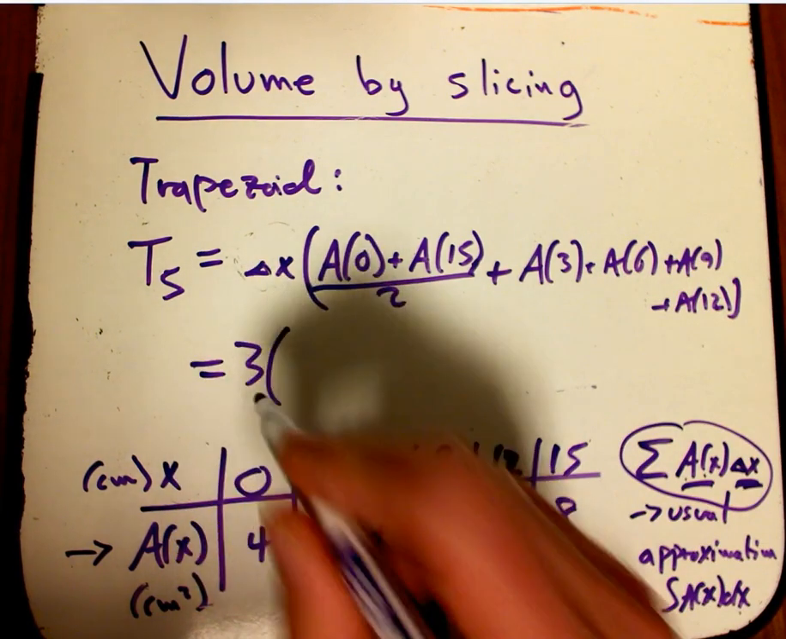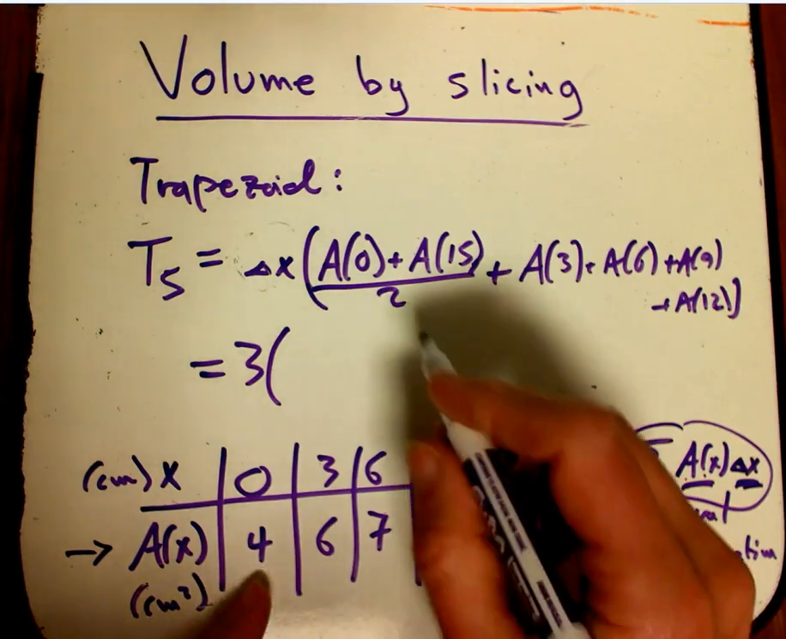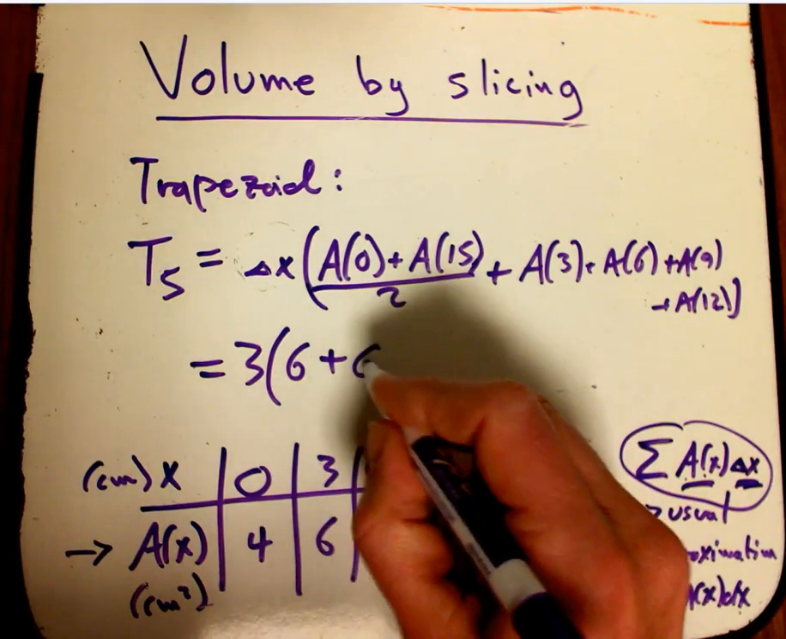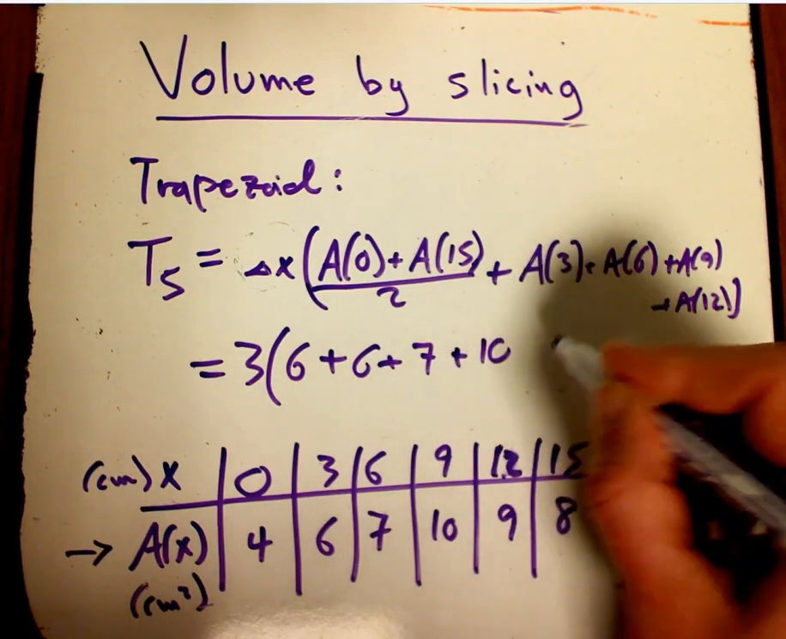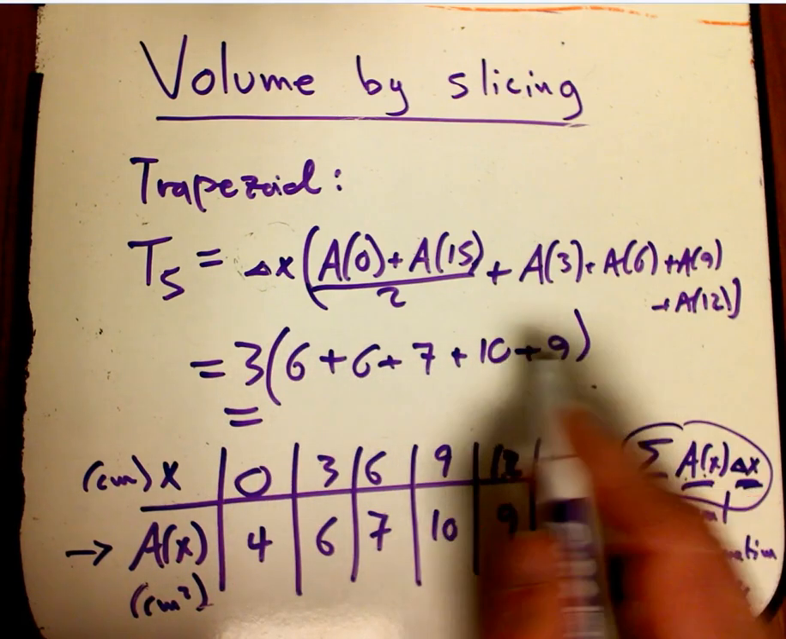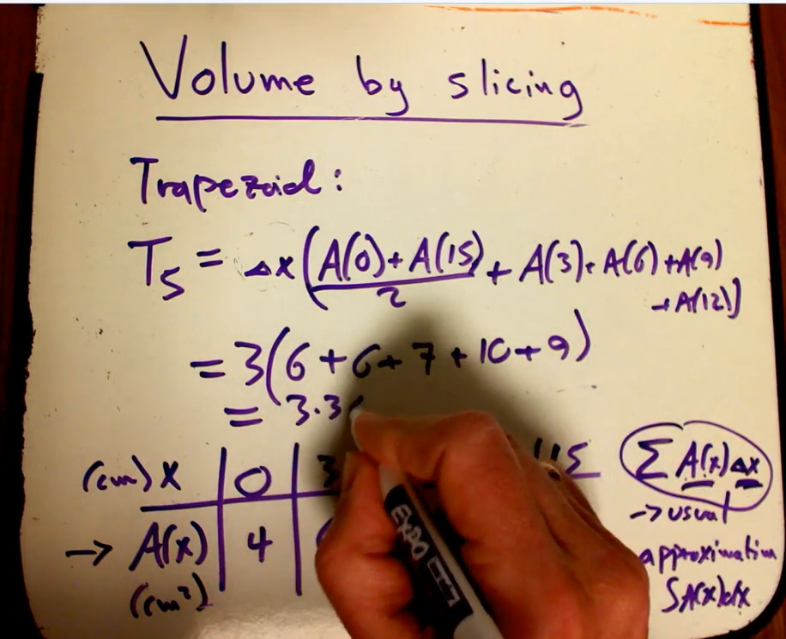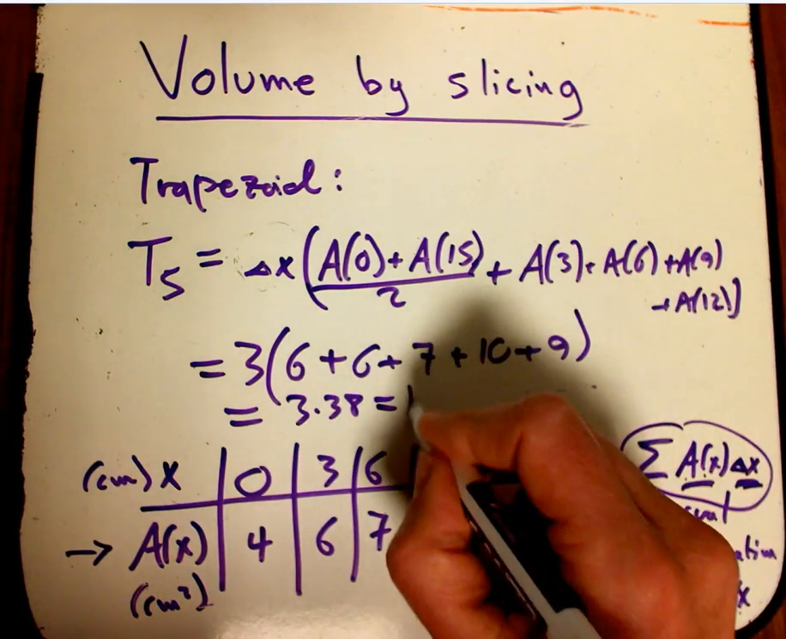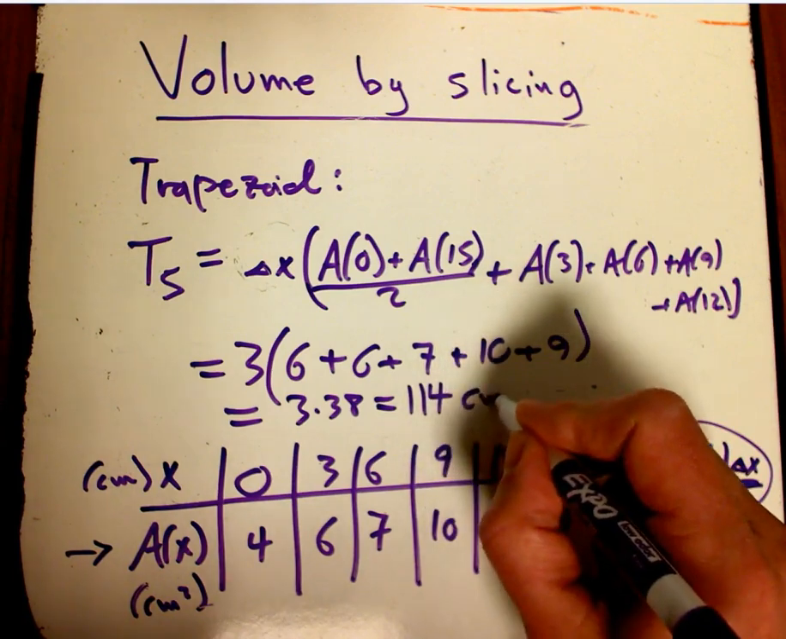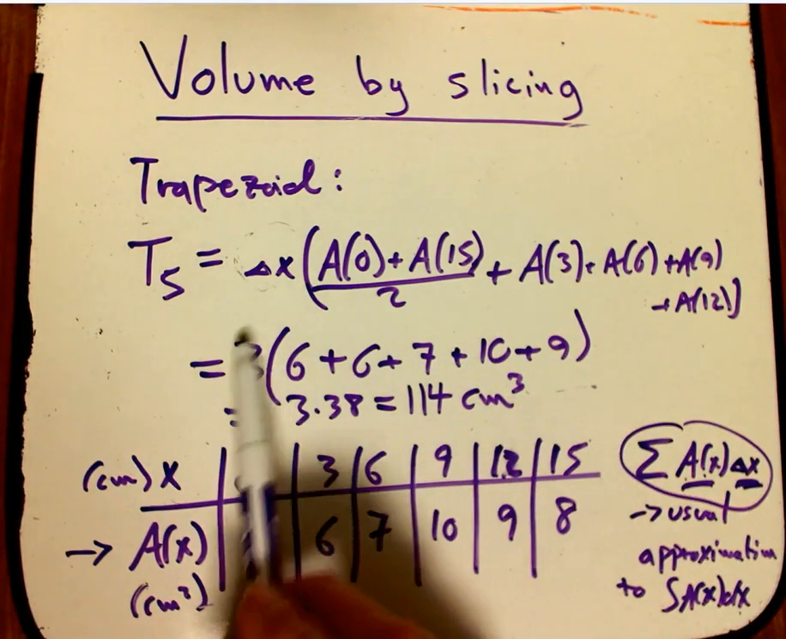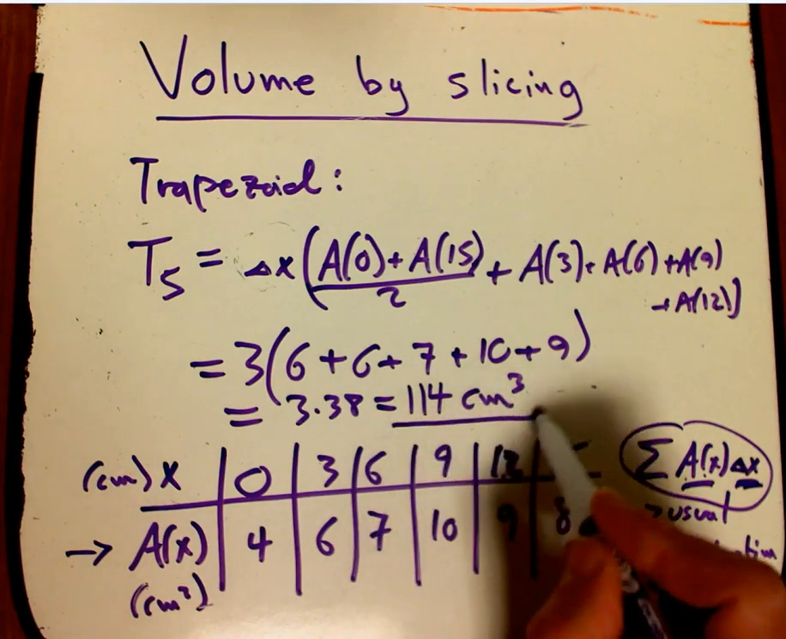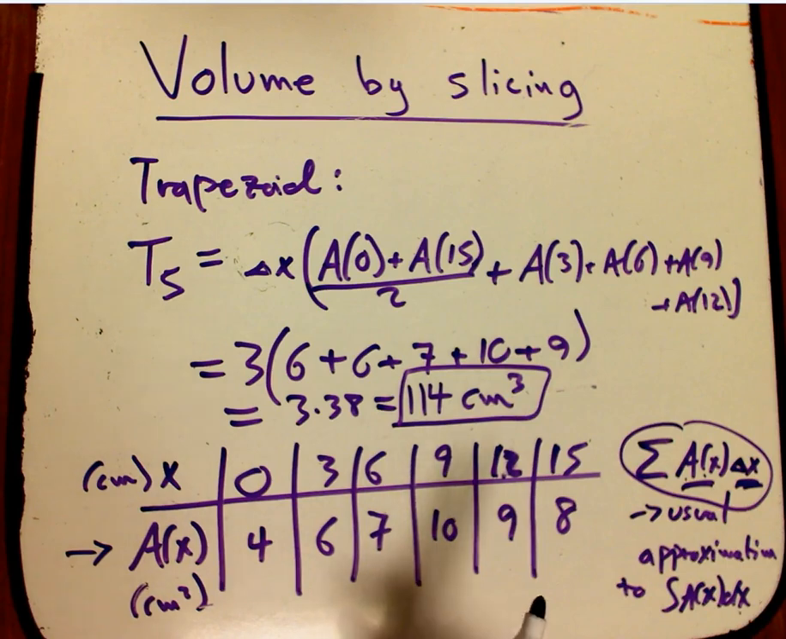Okay, so 3, and then (4 plus 8) over 2, that's going to be 6. Notice it's just the average of those two. And then plus 6 plus 7 plus 10 plus 9: 12, 19, 29, 38. 3 times 38, or 116. Yeah, 114, there we go. And that's, of course, cubic centimeters. If I had left the units in, that's in centimeters, and all these numbers are in square centimeters. So we're getting an approximate volume of 114 cubic centimeters.